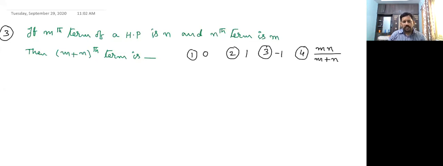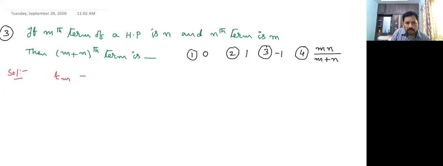In previous class we have discussed harmonic progression, geometric mean, geometric progression, arithmetic mean and arithmetic progression. Now in harmonic progression, I am going to discuss that. Third problem, read the third question. If mth term of a HP is n and nth term is m, then m plus nth term is? There is a question. So mth term given, that is tm.